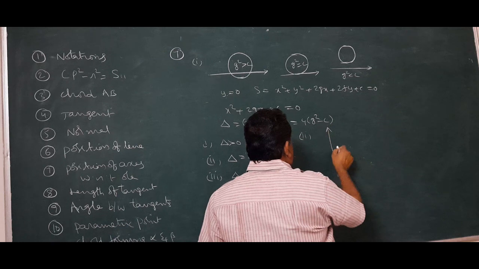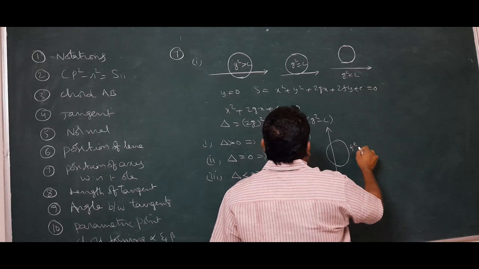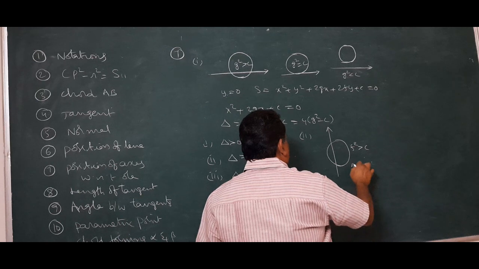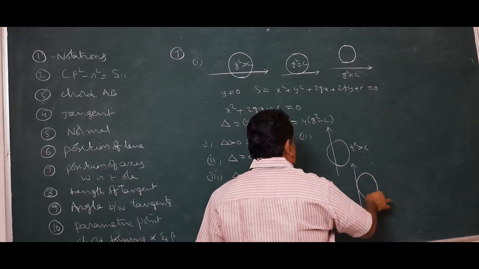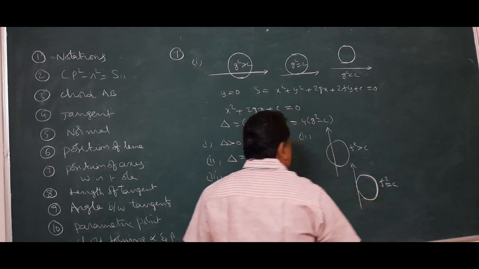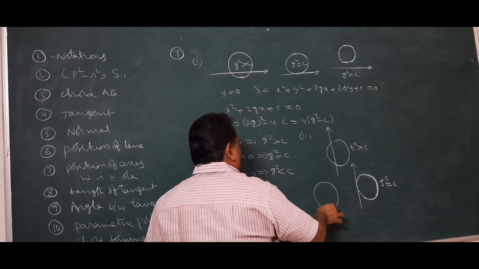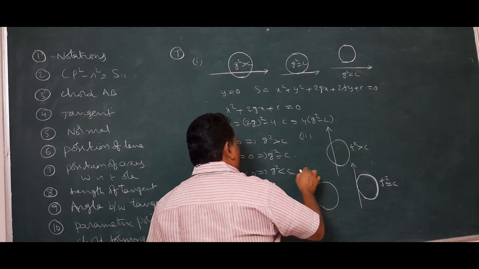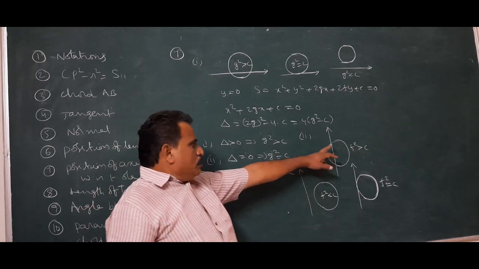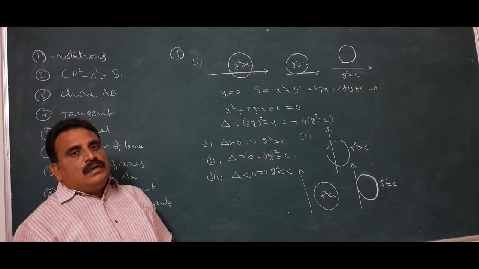If the circle cuts the y-axis, the condition is f square greater than c. Second, the circle touches the y-axis when f square equal to c. Third position, the circle does not cut and does not touch the y-axis. In that case, f square less than c. So depending on the values of f square and c, we can decide the position of the circle with respect to the y-axis.